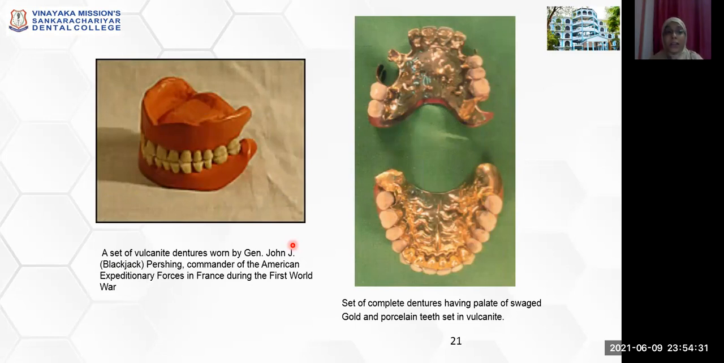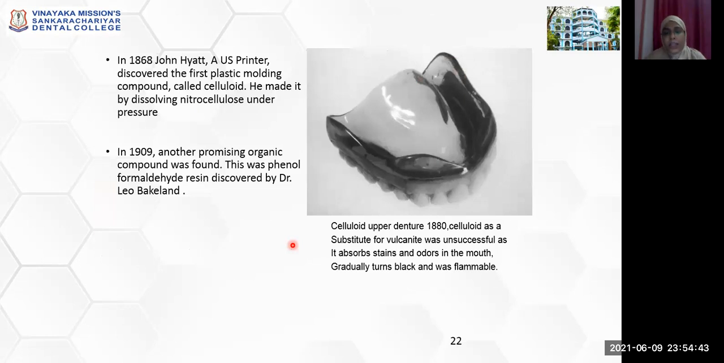He was a commander-in-chief in the American forces, especially during World War I. The commander of that American army was wearing vulcanite dentures. Followed by vulcanite, you had porcelain, and then you had cellulite after that. It was around 1880, a better substitute for vulcanite.